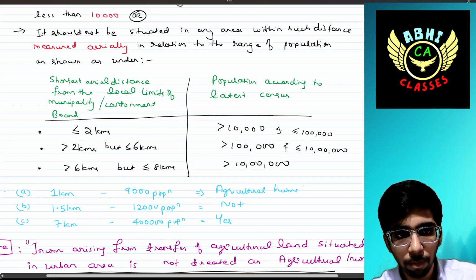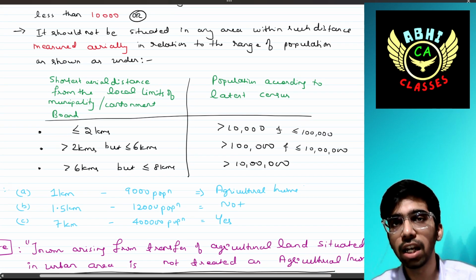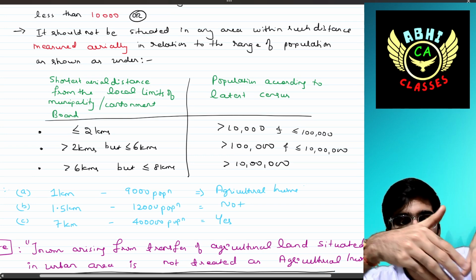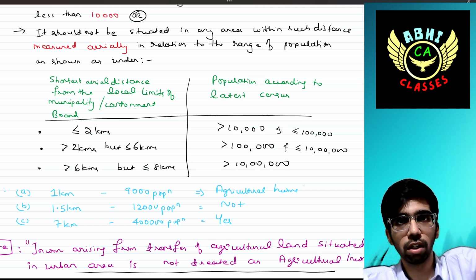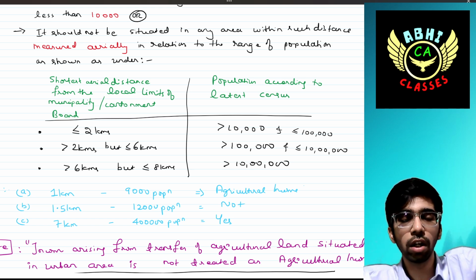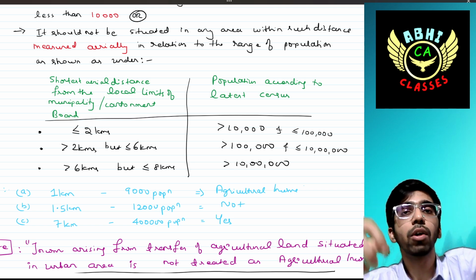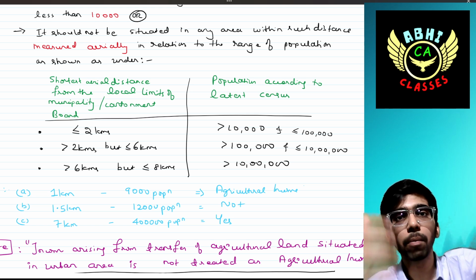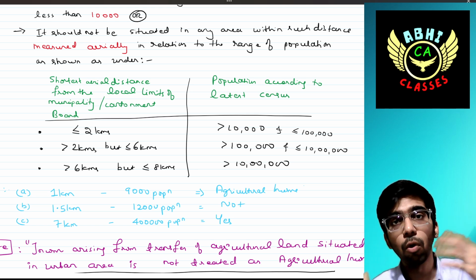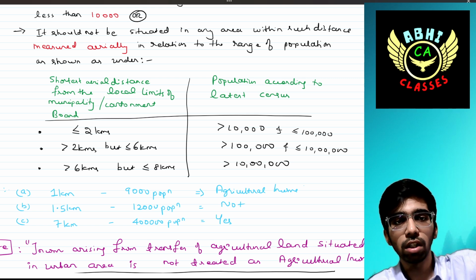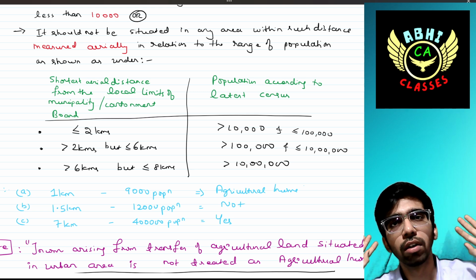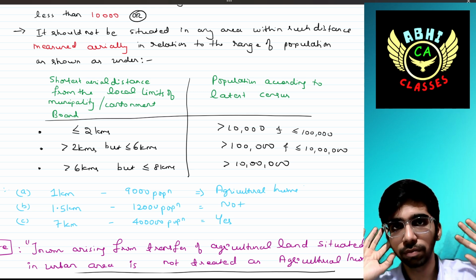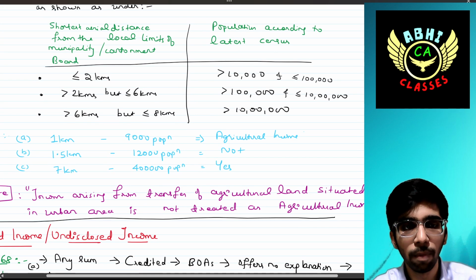Next, if the population is more than 1 lakh and up to 10 lakh, then the building should not be situated within 6 kilometers of the municipality area. If it is situated there, then it will be treated as urban land, and it will not be treated as agricultural income. Next, for more than 10 lakh, the land should not be situated up to 8 kilometers. Okay, simple. We will see an example.